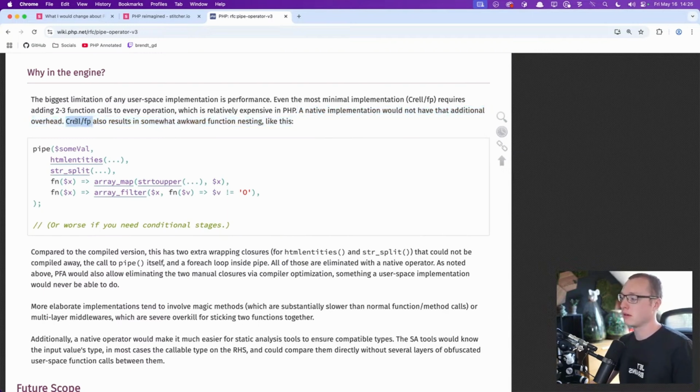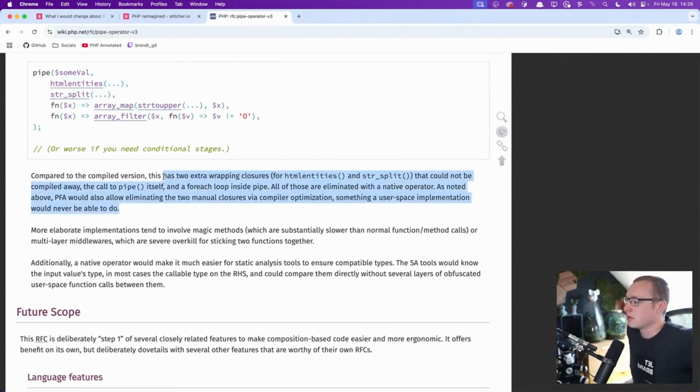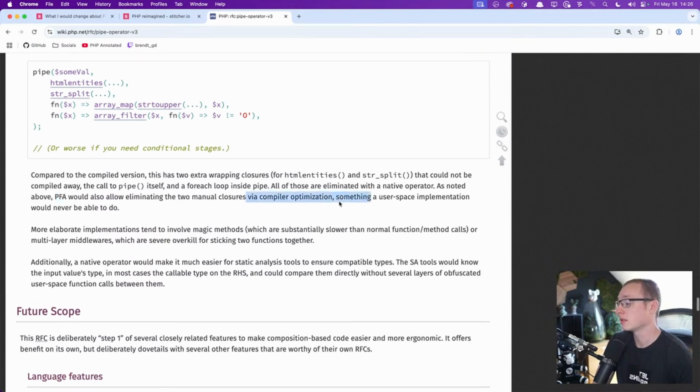This is, by the way, Larry's own implementation. It also results in somewhat awkward function nesting like this. Compared to the compiled version, this has 2 extra wrapping closures that could not be compiled away. The call to pipe itself and a foreach loop inside a pipe. All of those are eliminated with a native operator. As noted above, partial function application would also allow eliminating the 2 manual closures. Yes, that would be nice, if we get partial function application. Larry's on a roll.